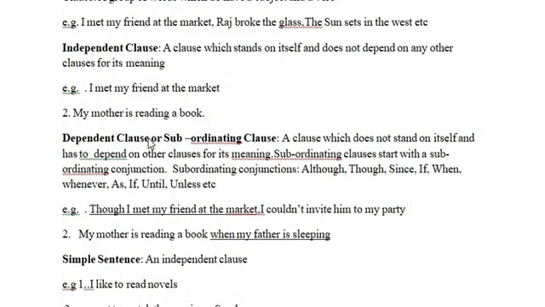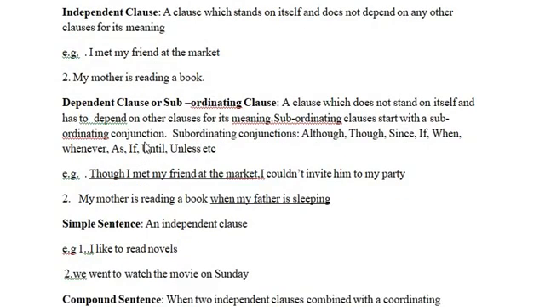Now coming to dependent clause. Dependent clauses are also known as subordinating clauses. So within the phrase dependent clause, we do find the meaning of it. Dependent clauses are always dependent. They depend on other clauses for their meaning. Subordinating clauses or dependent clauses always start with a subordinating conjunction. So whenever you think of a dependent clause, you should think it should have a subordinating conjunction.